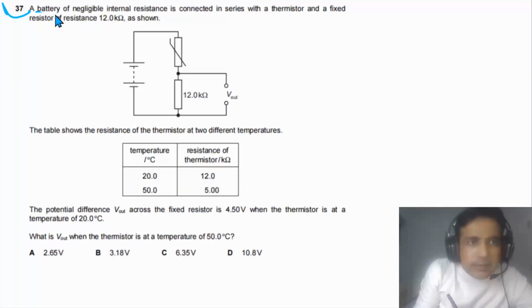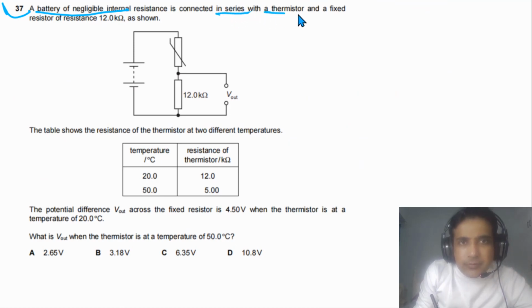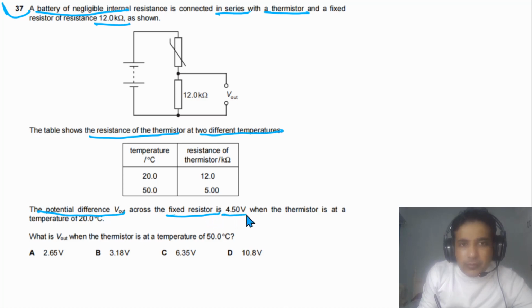Question 37 says a battery of negligible internal resistance is connected in series with a thermistor and a fixed resistor of resistance 12.0 kilo ohms as shown in the figure. The table shows the resistance of the thermistor at two different temperatures. The potential difference V out across the fixed resistor is 4.50 volts when the thermistor is at a temperature of 20.0 degrees Celsius. What is the V out when the thermistor is at a temperature of 50 degrees Celsius?